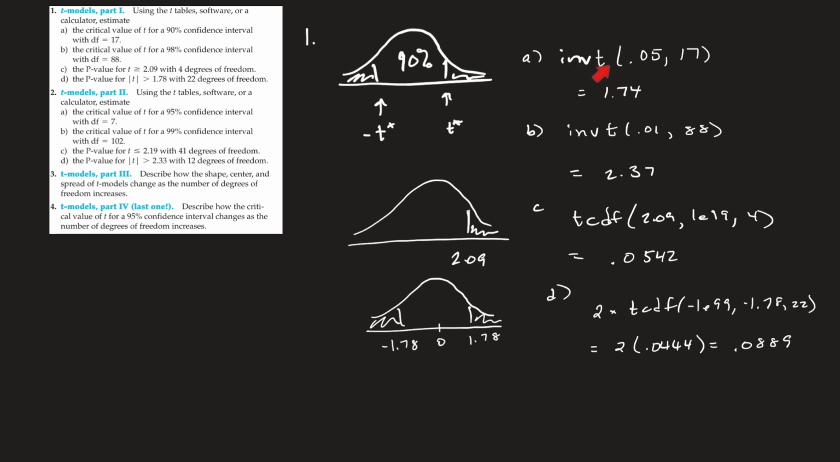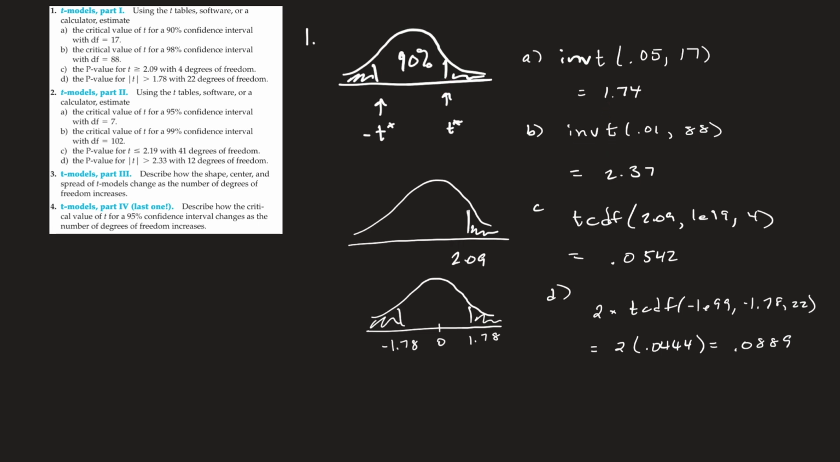And so we do inverse t, 0.05 and 17, and then we're just looking at the critical value. If I do this, I don't get 1.74. I actually get a negative number, which corresponds to the value below the mean. A critical value is always a positive one, right? So it doesn't matter whether I did 5% or 95%. I'm still going to get this particular value, and that's perfectly fine.